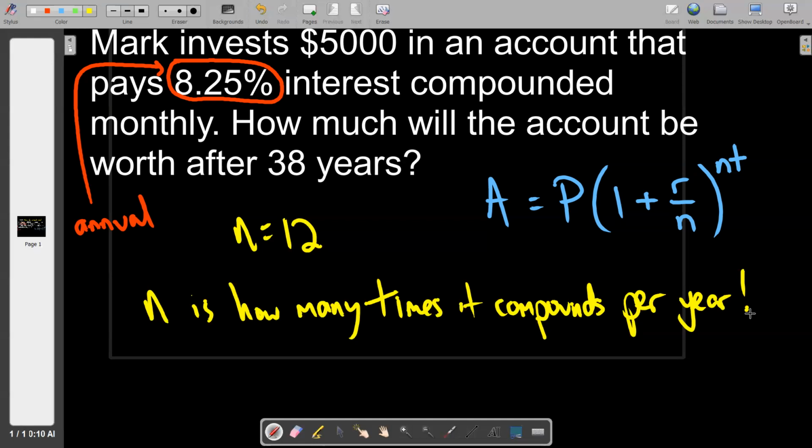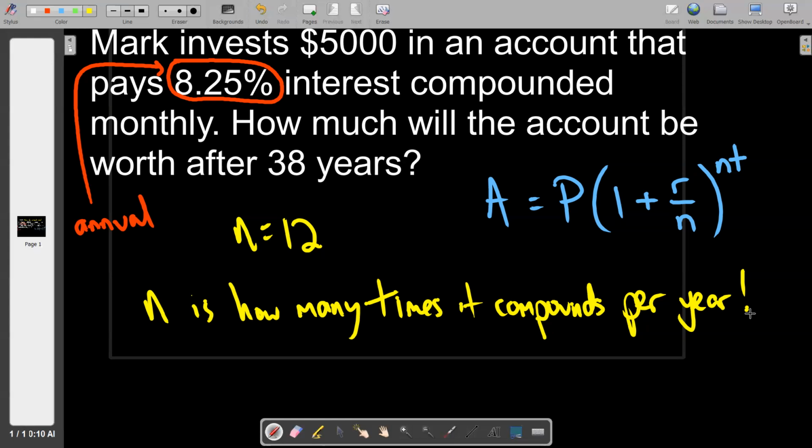What if it said quarterly? What would N be? Would it be 4 times a year? Yeah. There's 4 quarters in a year. There's the January through March quarter. Then there's, you get the idea. What if it said semi-annually? What would that be? Twice. What if it said daily? 365. Good.